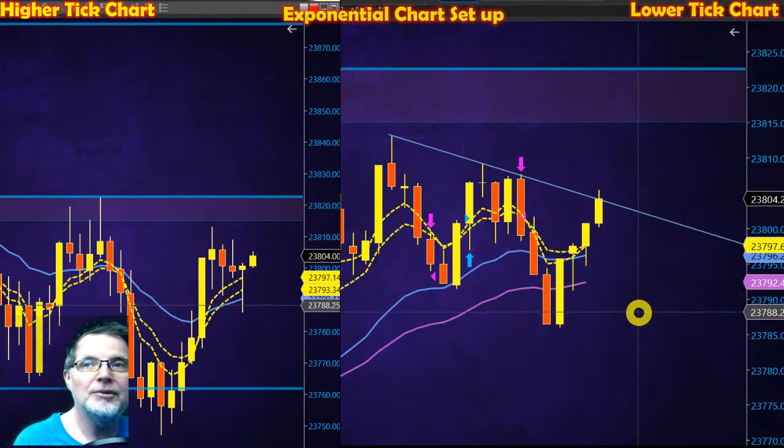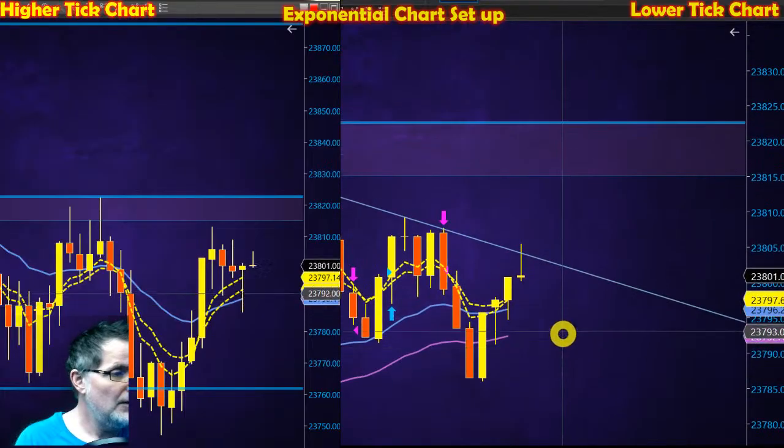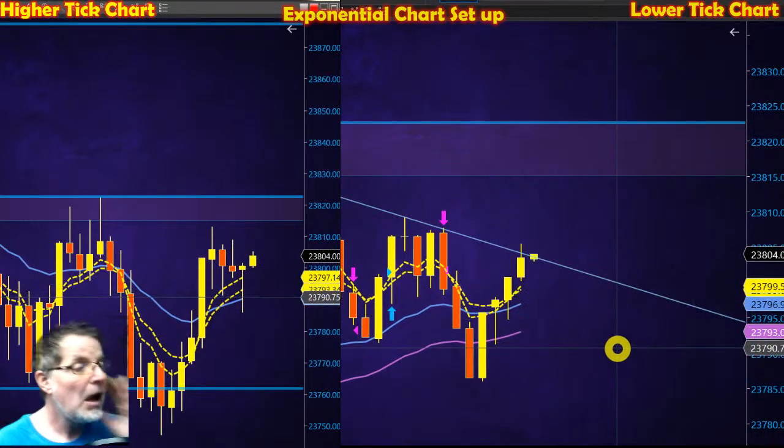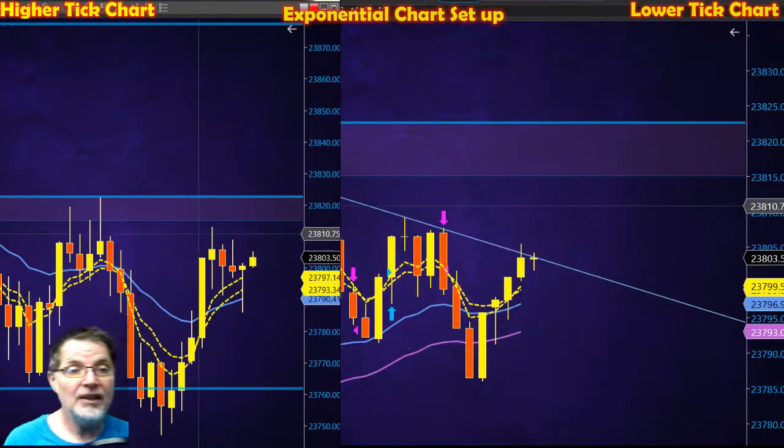Let's see what happens. And then let it pull back to the momentum lines. And there's nowhere to hide. Got a nice little pintail there.